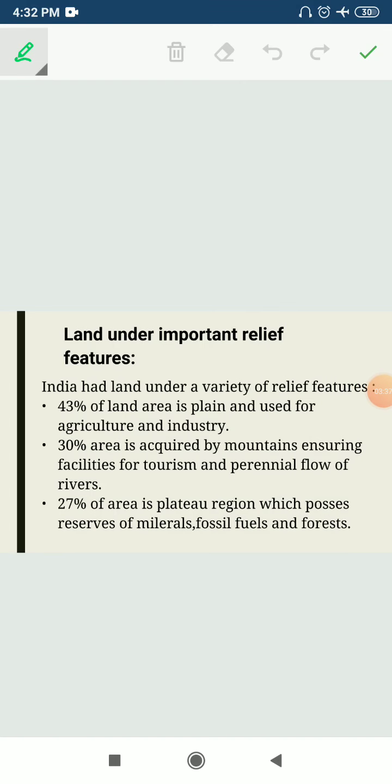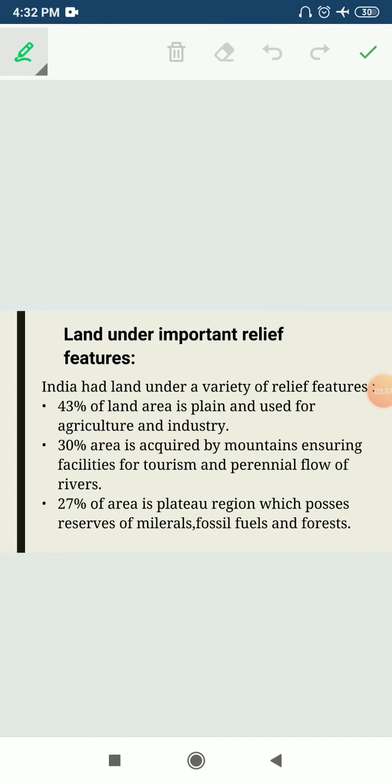So now let's once go through the book. The topic now we are going to start is land utilization. So land utilization refers to a way in which the land is being used or for which purpose the land is being used. Land resources are used for the following purposes.